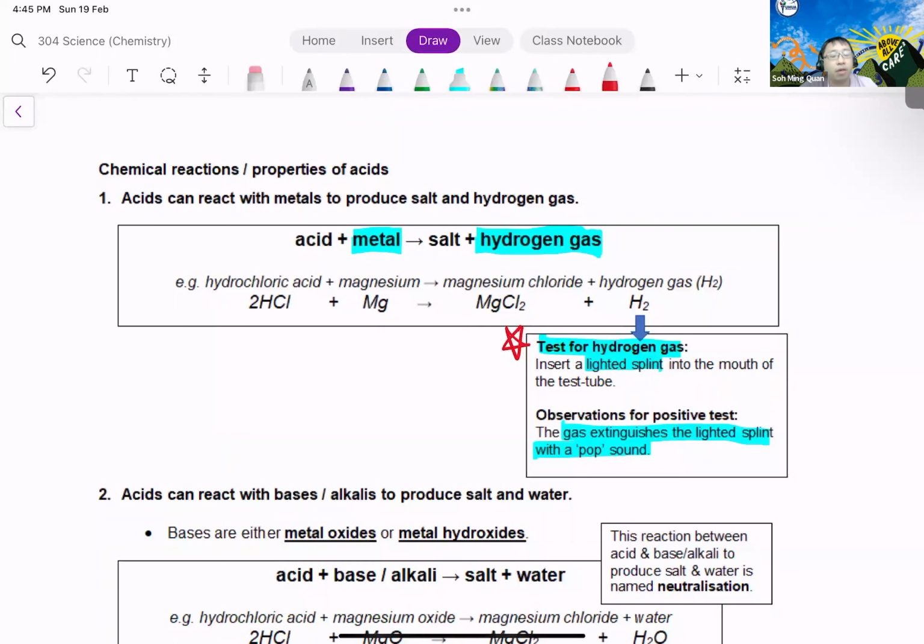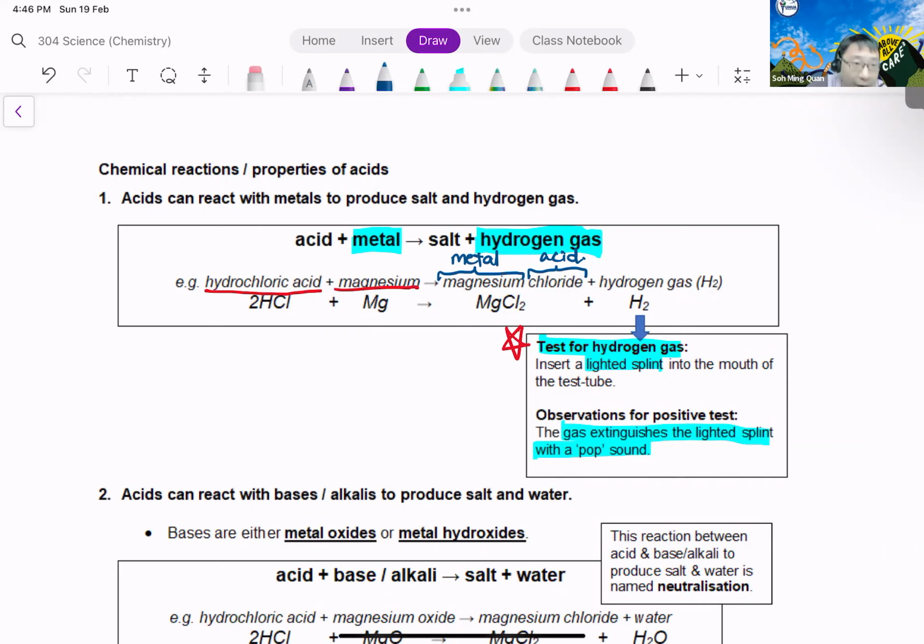Now, regarding the equation, how do you write this equation? Importantly, you need to know from the question what is reacting with what. The question will tell you hydrochloric acid, magnesium. So you're going to translate it into chemical formula. So it's HCl plus Mg. What does it form? It forms magnesium chloride. How do you know it's magnesium chloride? The salt must always start with the metal's name, in this case, magnesium. The second part is from the acid, so hydrochloric acid becomes chloride.